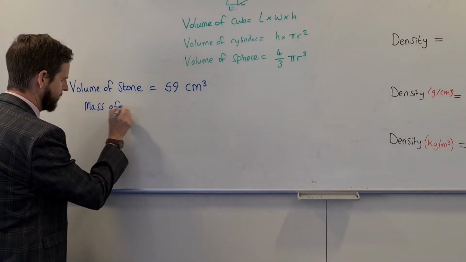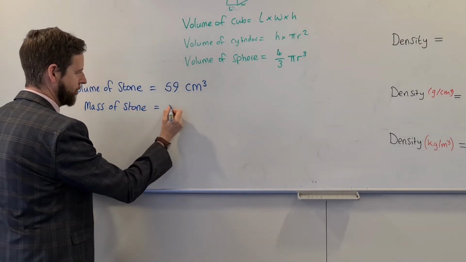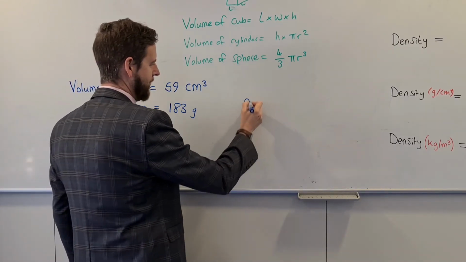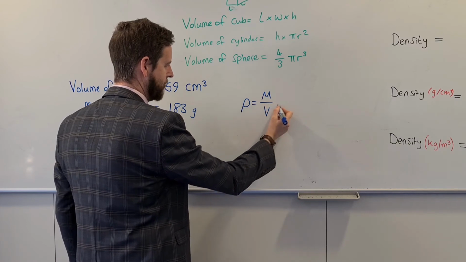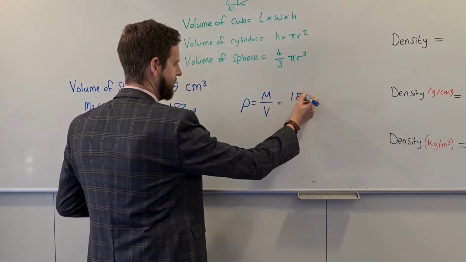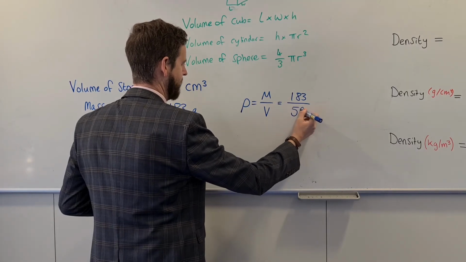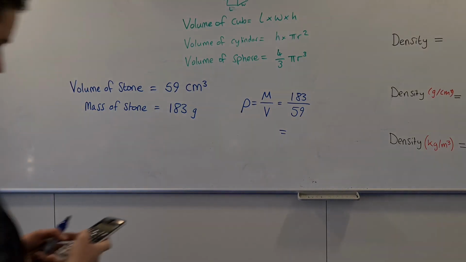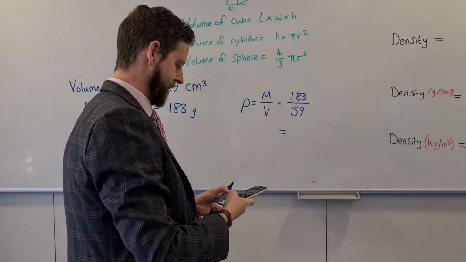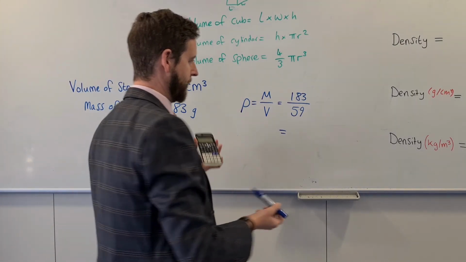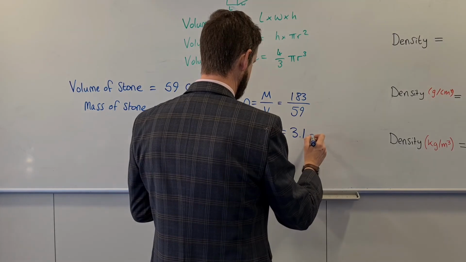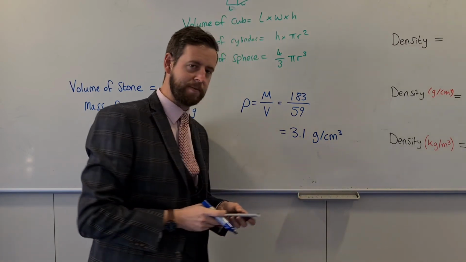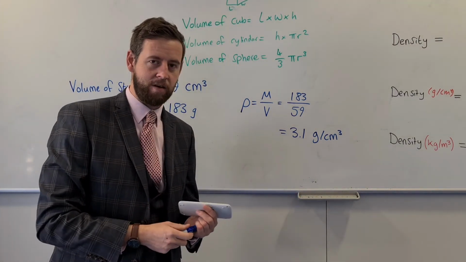So the mass of the stone is equal to 183 grams. Now, the density, therefore, being mass divided by volume, is going to be 183 divided by 59. And that is equal to, on my calculator, 183 divided by 59 is 3.1 grams per centimetre cubed. So there we have it. We now know the density of the Philosopher's Stone.